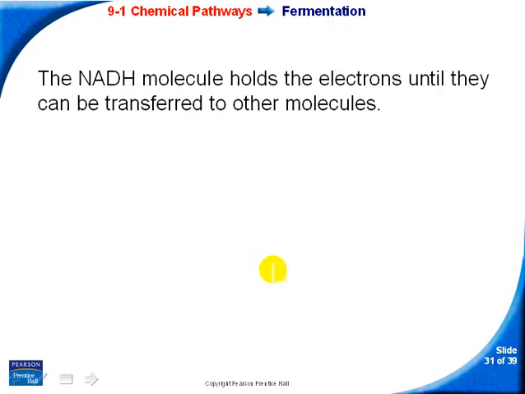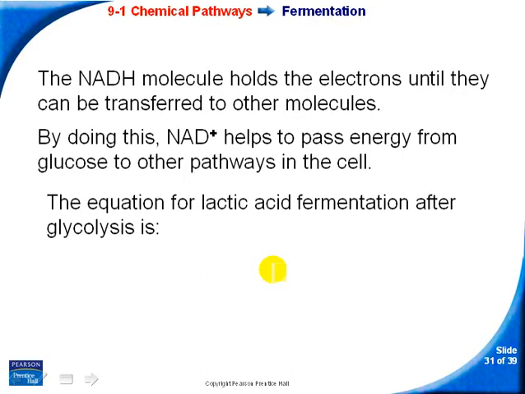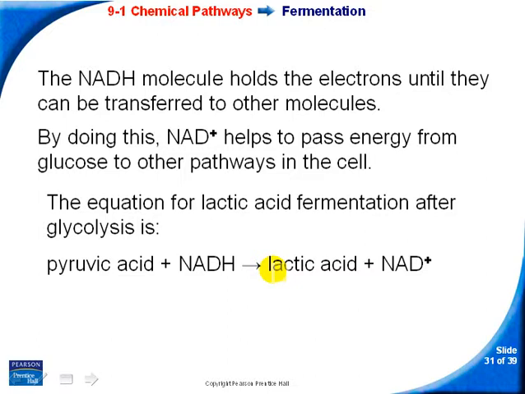So the NADH molecules hold the electrons so they can be transferred to other molecules, and when you do this, NAD plus helps to pass the energy from glucose to other pathways in the cell. But in the case of fermentation, we want to free up the NAD plus, so you pass the high energy electrons onto the pyruvic acid, so we can continue doing glycolysis.